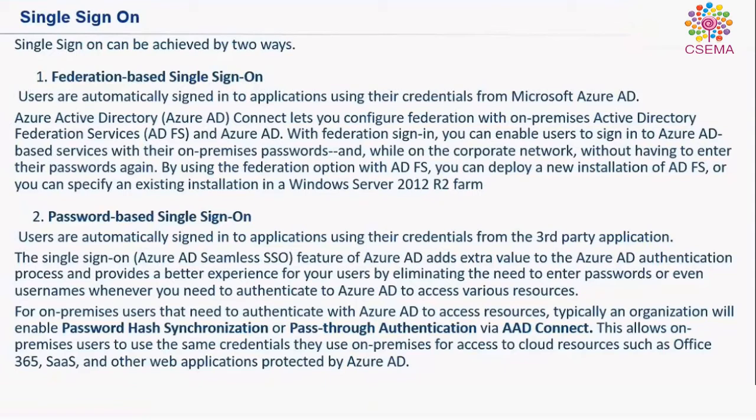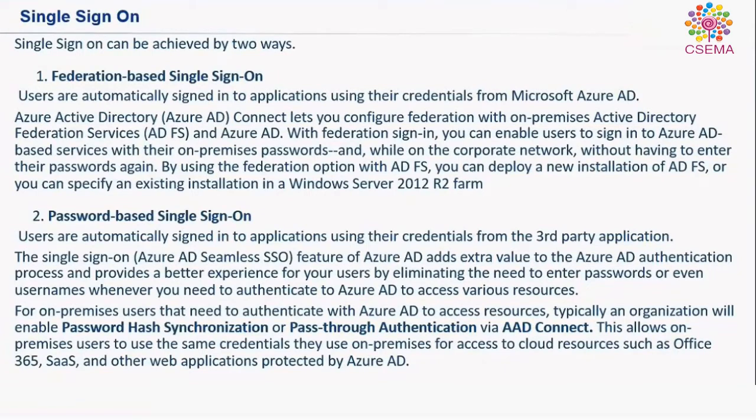The Azure AD seamless SSO feature adds extra value. Basically, it gives you the same experience as a federation sign-on to the Azure AD authentication process, and provides a better experience for your users by eliminating the need to enter passwords again and again. For on-premise users that need to authenticate with Azure AD to access resources, typically an organization will enable password hash synchronization. Again, Azure AD Connect would be involved here, or Passthrough Authentication. This allows on-premise users to use the same credentials they use on-premise for access to the cloud resources, which we all know.